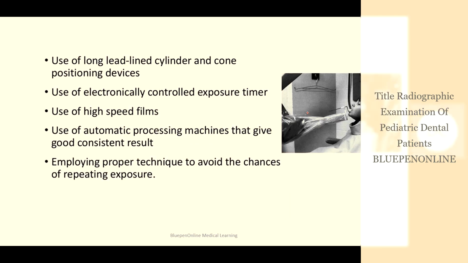Use of long lead lined cylinder and position indicating devices, use of electronically controlled exposure timer, use of high speed films, use of automatic processing machines that give good consistent results, and employing proper technique to avoid the chances of repeating exposure. So we can take radiation protection by using certain methods as we told, like lead aprons, thyroid collar, high speed films, electronically controlled exposure timer, and also use of long lead lined cylinder and position indicating device.